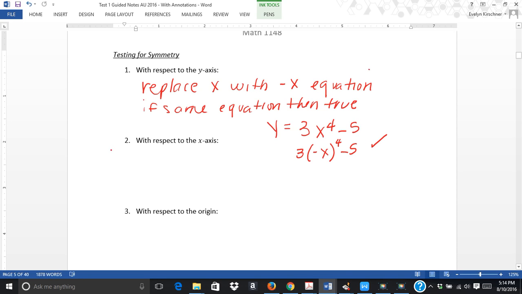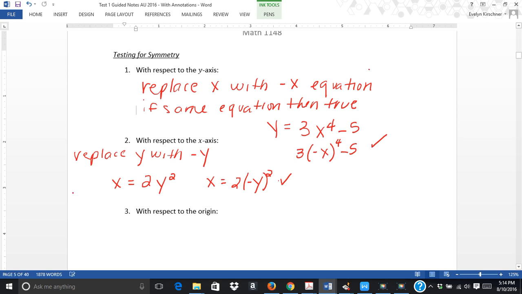Okay, with respect to the x-axis, same thing, except now, remember what happened with the x-axis, we changed the y. So I'm going to replace y with negative y. An example would be x equals 2y squared. Now if I say x is 2 times negative y squared, that's the same thing, because when you square it, it becomes positive. So that equation is symmetric with respect to the x-axis.